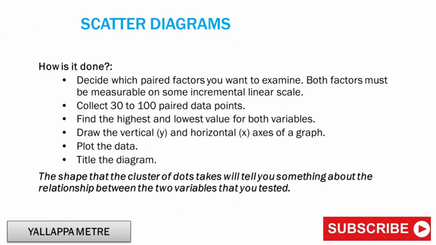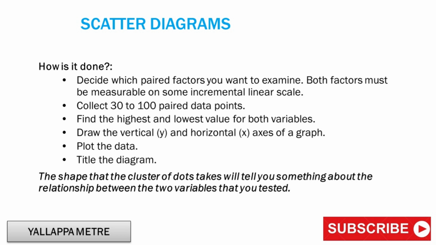How is it done? Decide which paired factors you want to examine. Both factors must be measurable on some incremental linear scale. Collect 30 to 100 paired data points. Find the highest and lowest value for both variables. Draw the vertical, y, and horizontal, x, axes of a graph. Plot the data. Title the diagram.